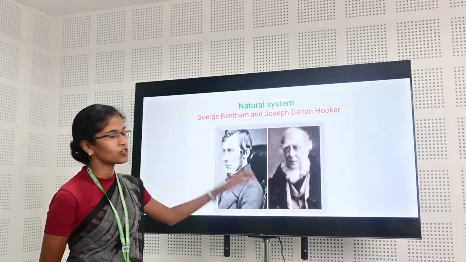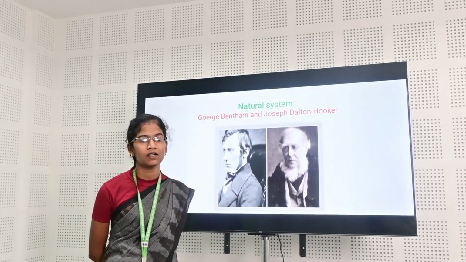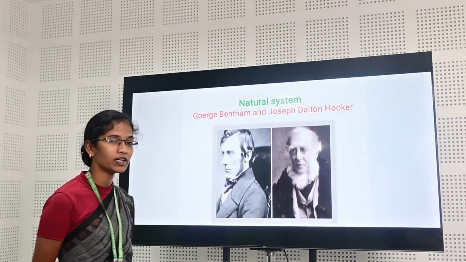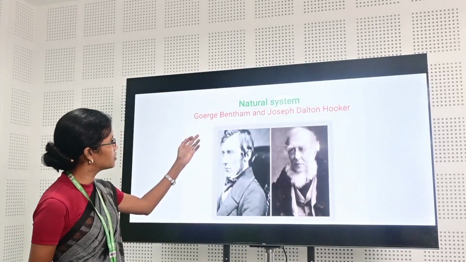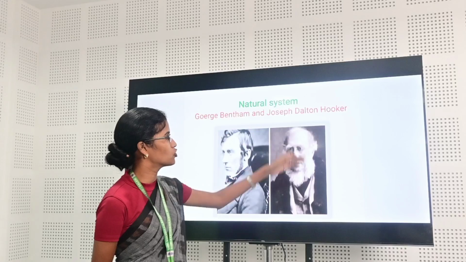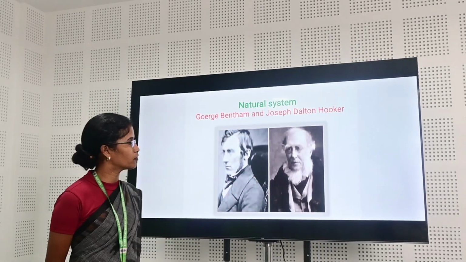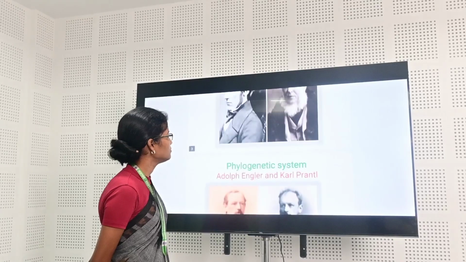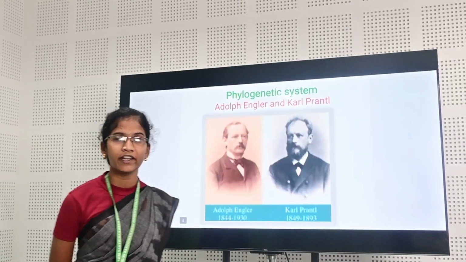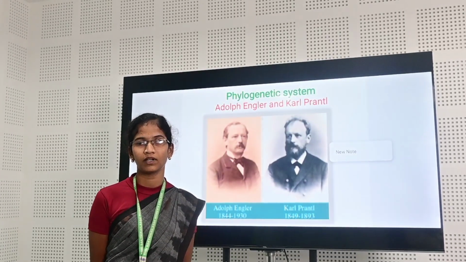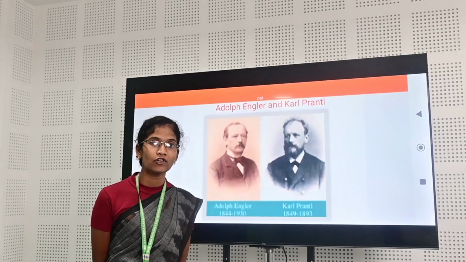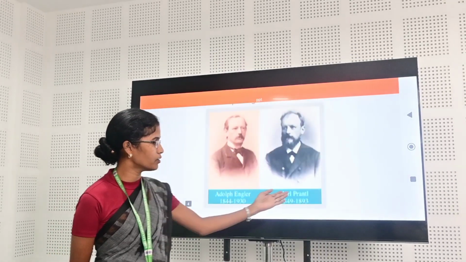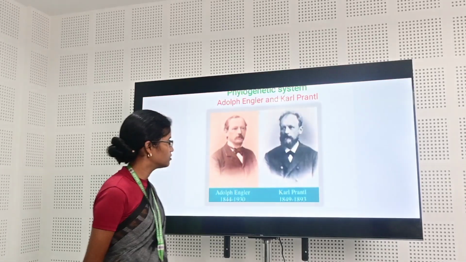Next, the natural system. The natural system is based on the characteristics of all plants. The best example is the Bentham and Hooker classification. Their names are George Bentham and Joseph Dalton Hooker, who were great English scientists. Next slide. Phylogenetic system. The phylogenetic system classifies plants based on evolutionary affinities. The best example is Engler and Prantl. Next slide.